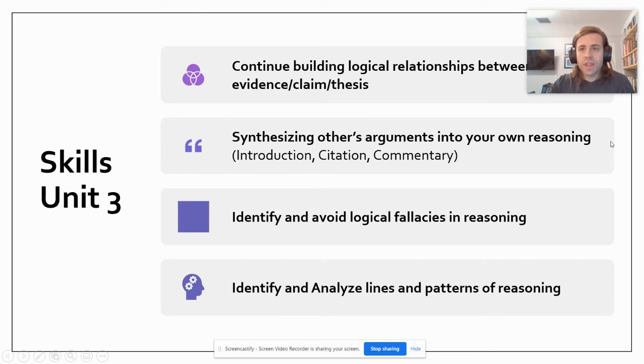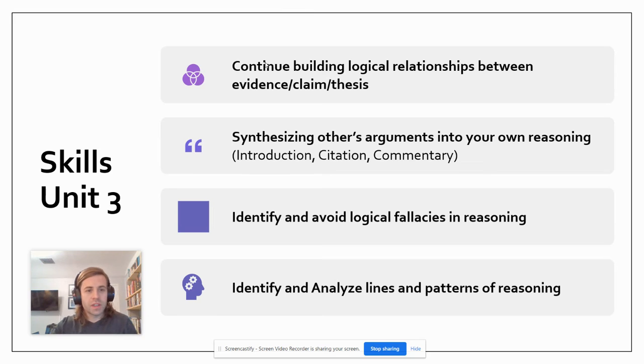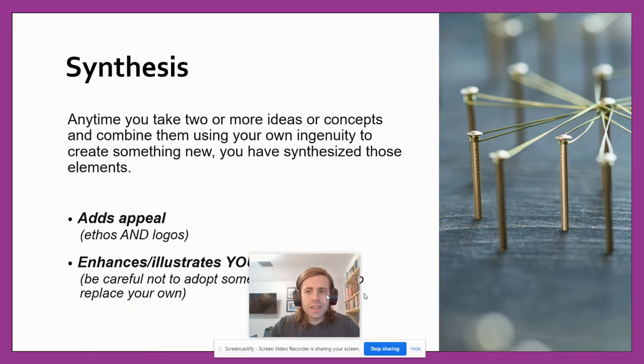To help us with that, we're going to work on these Unit 3 skills, these skills of synthesis. Number one, we're going to work on building logical relationships between thesis and claims and evidence and reasoning. We're going to work on synthesizing other people's ideas into our own. In that, we're going to make sure we introduce these things correctly, cite people's works correctly, and then also provide our own commentary. We're going to work on avoiding logical fallacies, which are things that can detract from our own reasoning, things we want to avoid in our own writing. And then lastly, we're going to identify and analyze lines and patterns of reasoning in our own writing and in the writings of others. So let's start with this idea of synthesis.